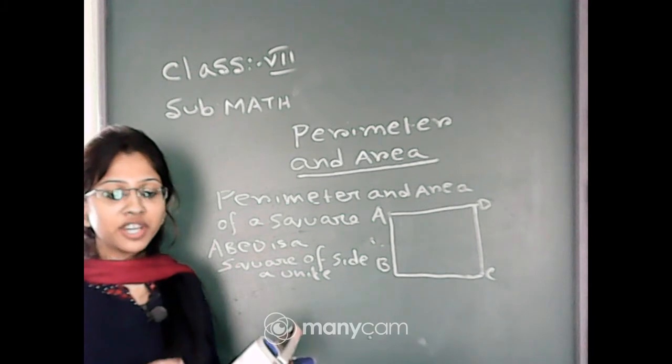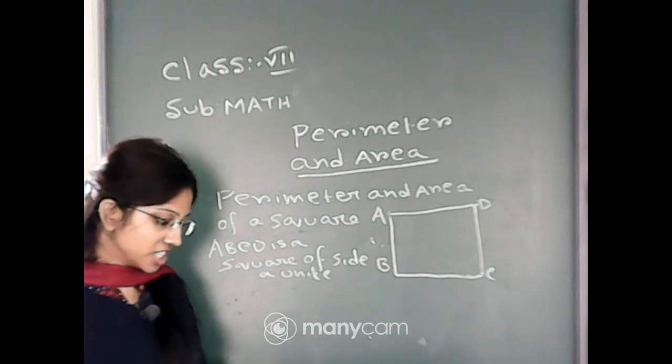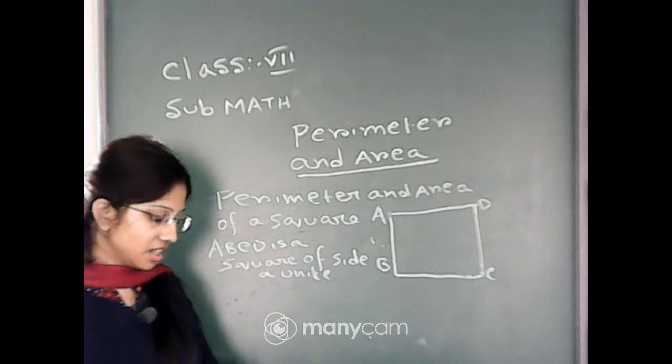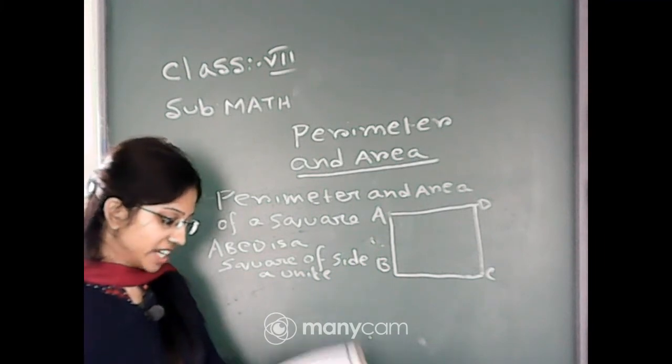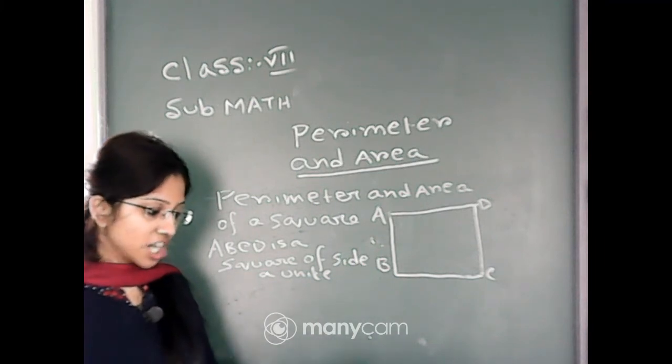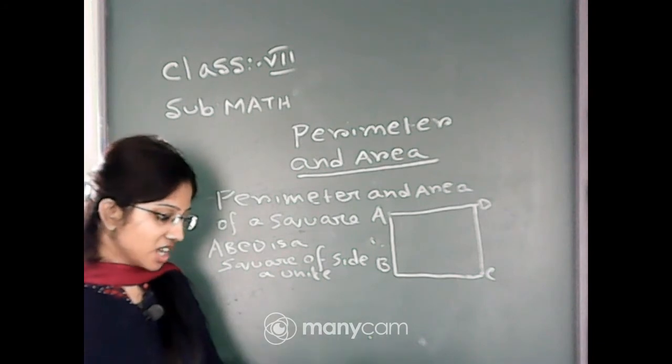The chapter perimeter and area of rectangle and square, chapter 11.